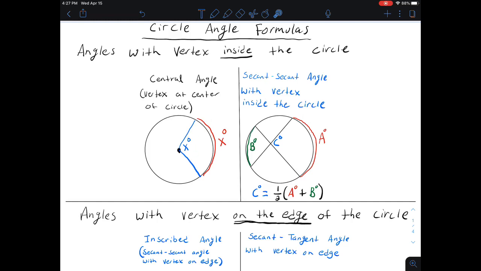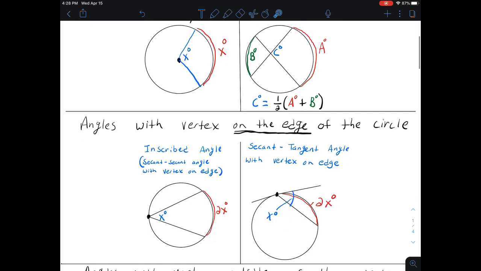If I have a vertex for my angle that is not at the center but is still inside the circle, and it is the intersection between two secant lines, then these two secant lines intersect the circle, and the relationship that exists here is that angle C is equal to 1/2 times the sum of arc A and arc B. So I add the two arcs together and divide by 2, and that equals the measure of angle C.